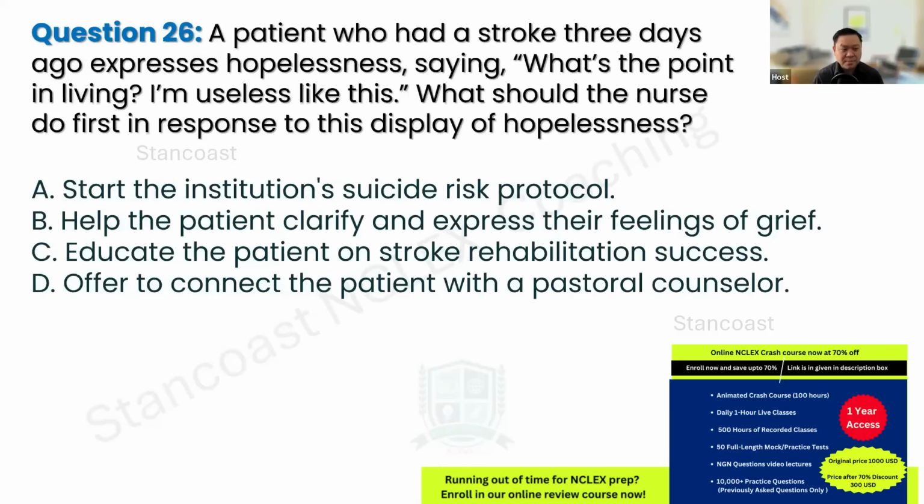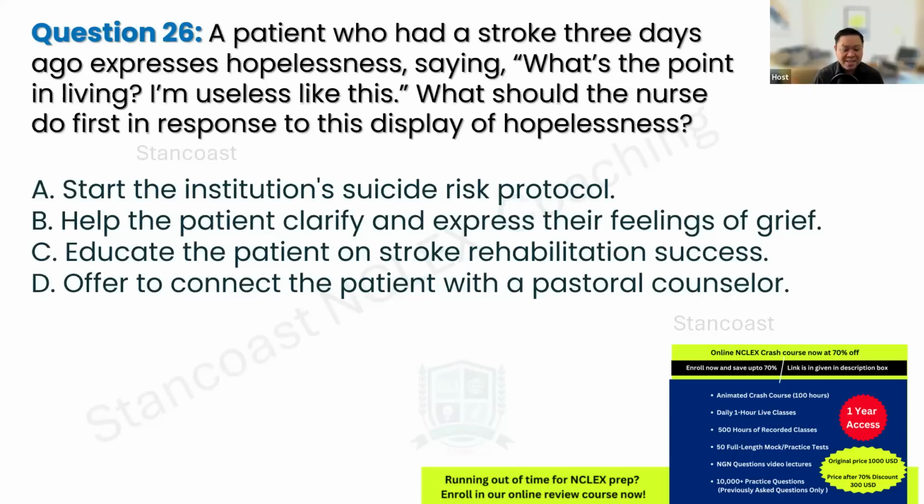Number 26. A patient who had a stroke 3 days ago expresses hopelessness, saying, "What's the point in living? I'm useless like this." What should the nurse do first in response to this display of hopelessness? A. Start the institution's suicide risk protocol. B. Help the patient clarify and express their feelings of grief. C. Educate the patient on stroke rehabilitation success. And D. Offer to connect the patient with a pastoral counselor.